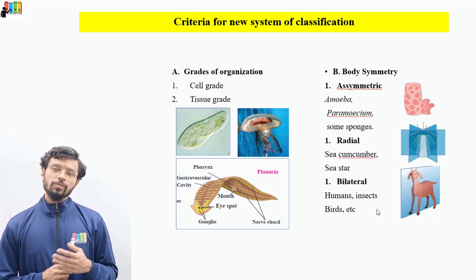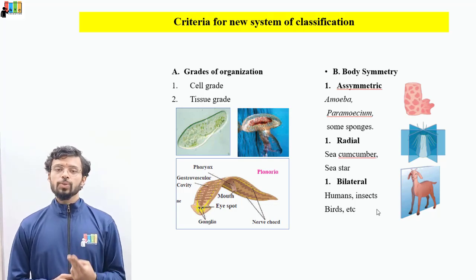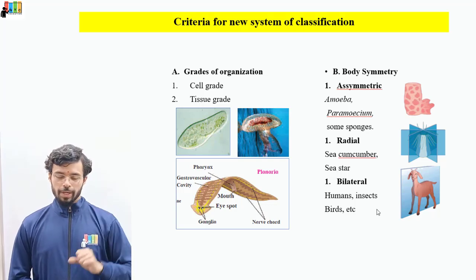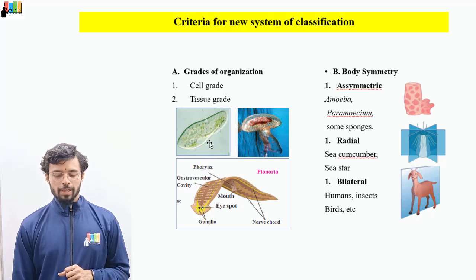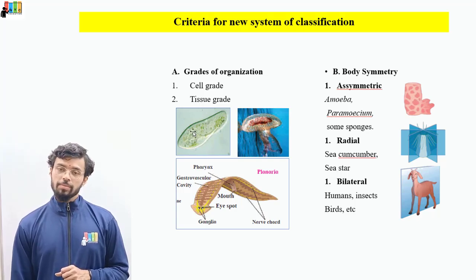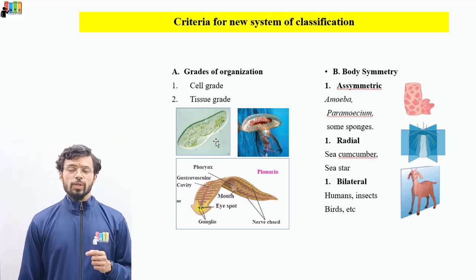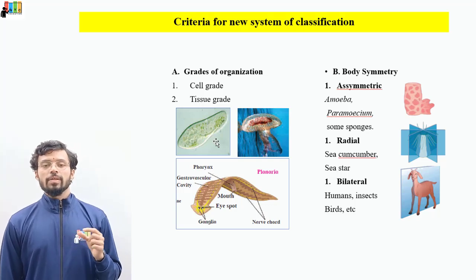So in grades of organization, you have two major ones, that is cell grade and tissue grade of organization. And then there is one midpoint also, that is cell tissue grade. Here, as you can see in this first box, I have shown the phase contrast image of a paramecium. So paramecium is a unicellular organism. It is a single cell, right? It does not have many cells.